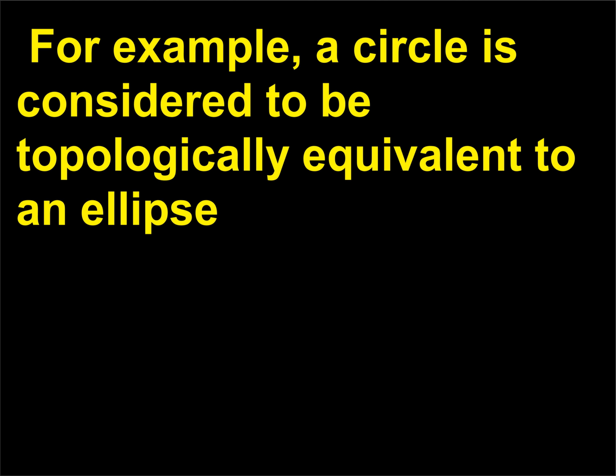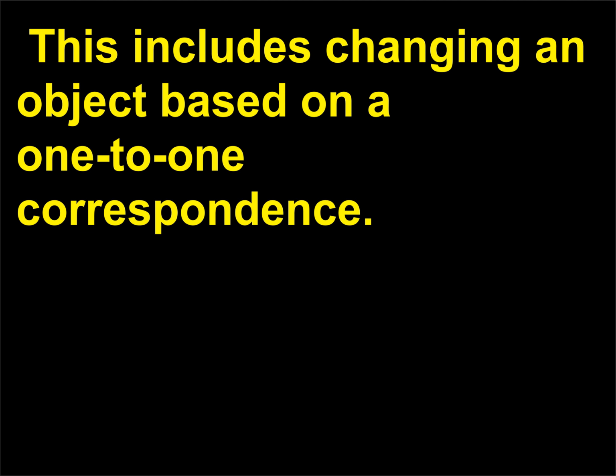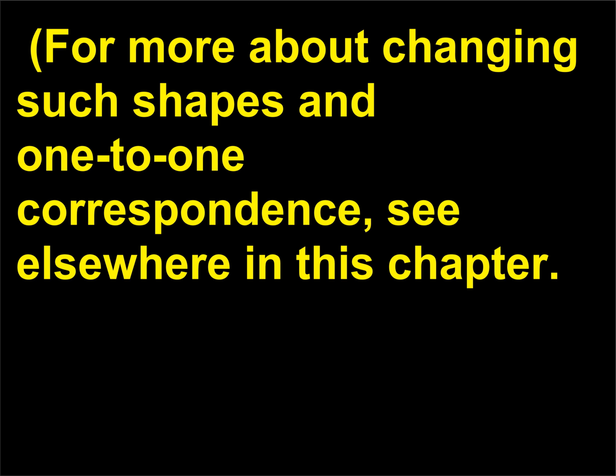For example, a circle is considered to be topologically equivalent to an ellipse. It can be deformed by stretching, and a sphere is equivalent to an ellipsoid. This includes changing an object based on a one-to-one correspondence. For more about changing such shapes and one-to-one correspondence, see elsewhere in this chapter.